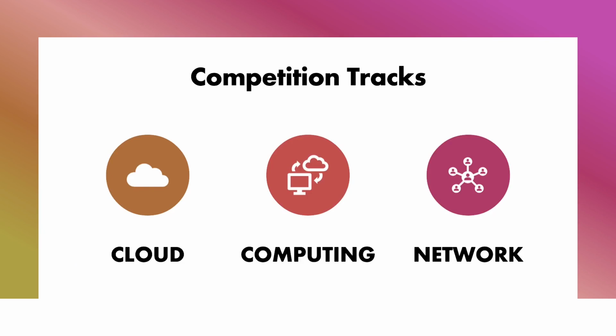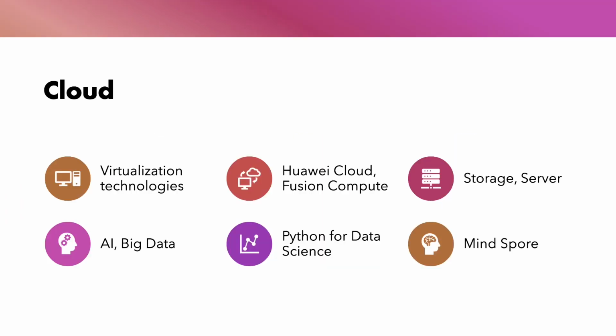There are three competition tracks: cloud track, computing track, and network track. The cloud track is more about virtualization technologies, about storage, about servers, and some technologies that are related only to the Huawei company, like Huawei Cloud. It's their own cloud, like Azure or Google Cloud. There is also Huawei Cloud. FusionCompute is their virtualization technology.